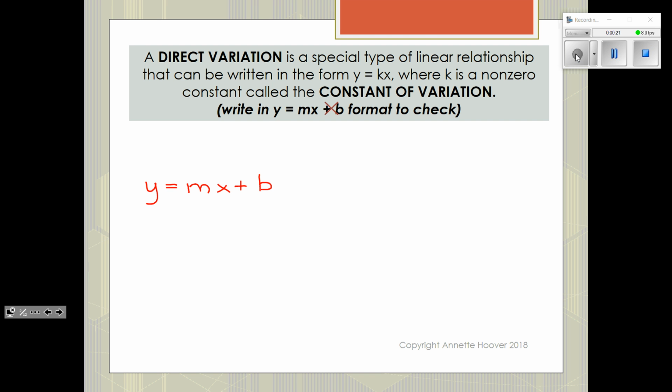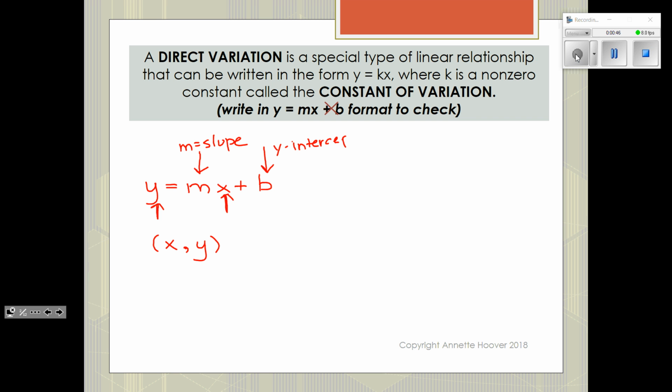Now when you have an equation written this way, first of all you have ordered pairs that consist of an x and a y. So here's the x and here's the y. That would be the numbers for an ordered pair. That leaves two more numbers. The m stands for the slope of a line, and the b stands for the y-intercept.